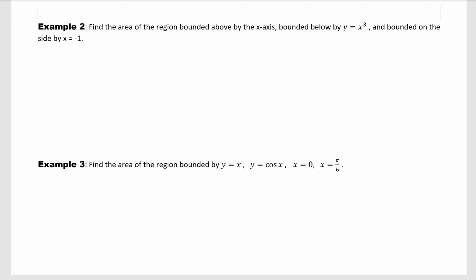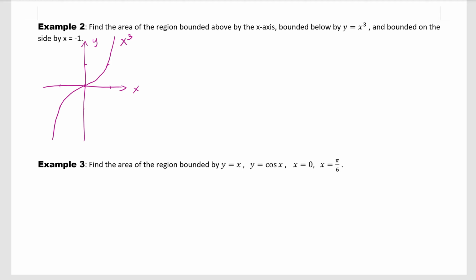So we have the x-axis. Let me draw it better. This is x, this is y. And the curve we're looking at is x cubed. Do you know what this x cubed looks like? It passes through 0, 0. It passes through 1, 1 and minus 1, minus 1, right? Okay, so this is x cubed, right?